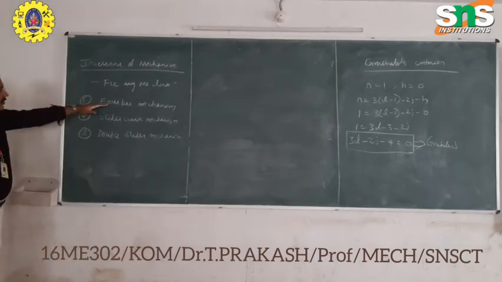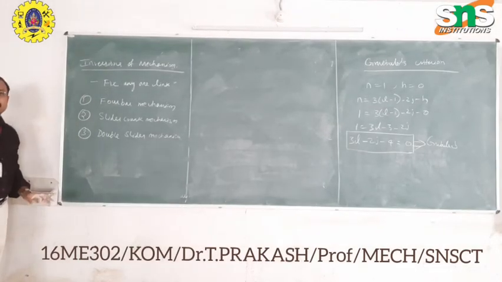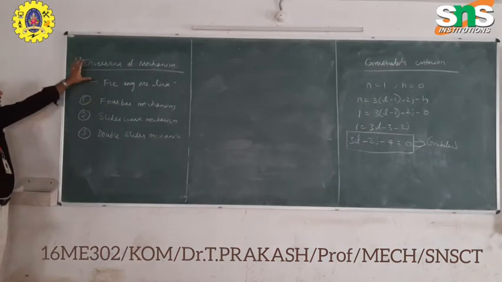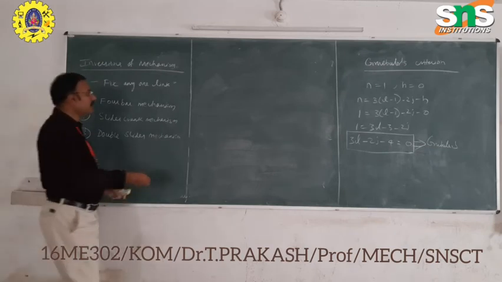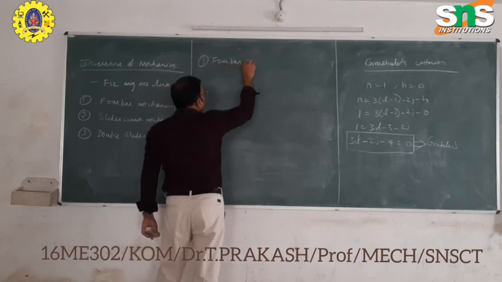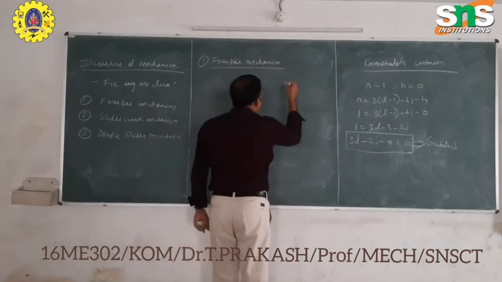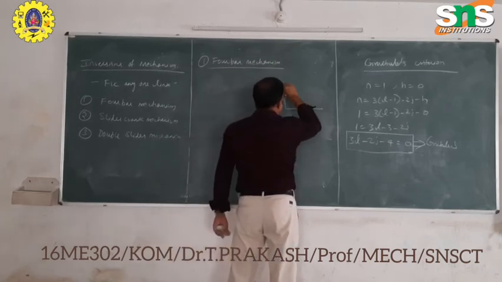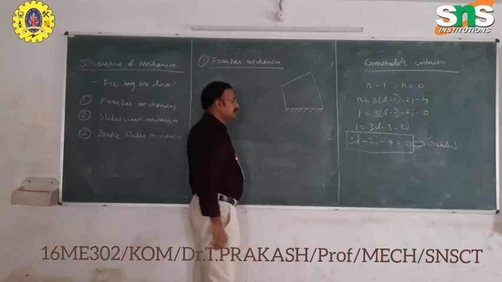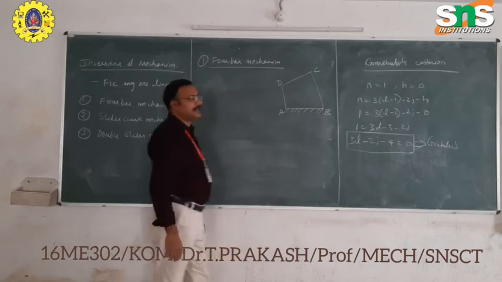These 3 inversions of mechanisms are possible by fixing any one link, and we can convert exact input to exact output for the mechanism to be possible. Therefore, this is called inversions. First, we will see the 4-bar mechanism. Take a normal 4-bar mechanism. First, I am fixing a link here, so this mechanism is possible. I am fixing the link AB.